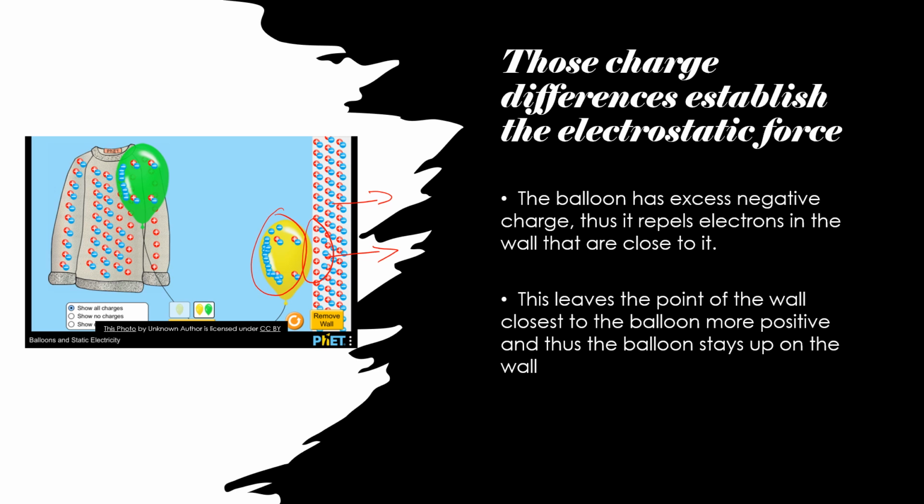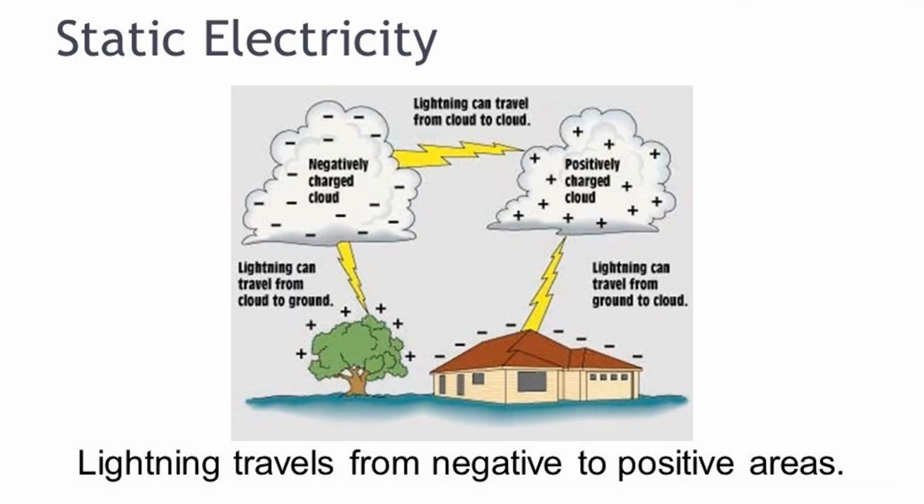So that's why the balloon, when you rub it on your head, actually gets stuck to the wall. Assuming the weather is good. Sometimes if it's too humid, it won't work. But the negative and positive interaction here at the wall will hold that balloon there due to those electrostatic forces.